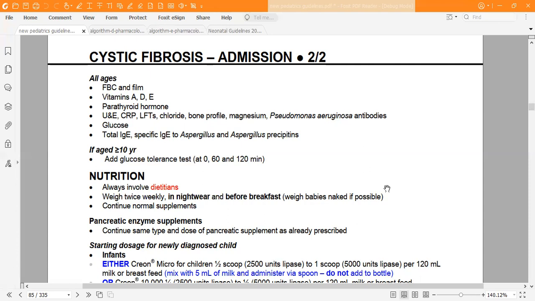So again, full blood count and blood film, vitamins A, D, and E, parathyroid hormone, urea and electrolytes, CRP, LFT, chloride, bone profile, magnesium, Pseudomonas aeruginosa antibodies, glucose, total IgE, specific IgE to Aspergillus. If aged 10 years or more, you will add on top the glucose tolerance test at 0, 60, and 120 minutes. So that's pre-prandial and post-prandial.